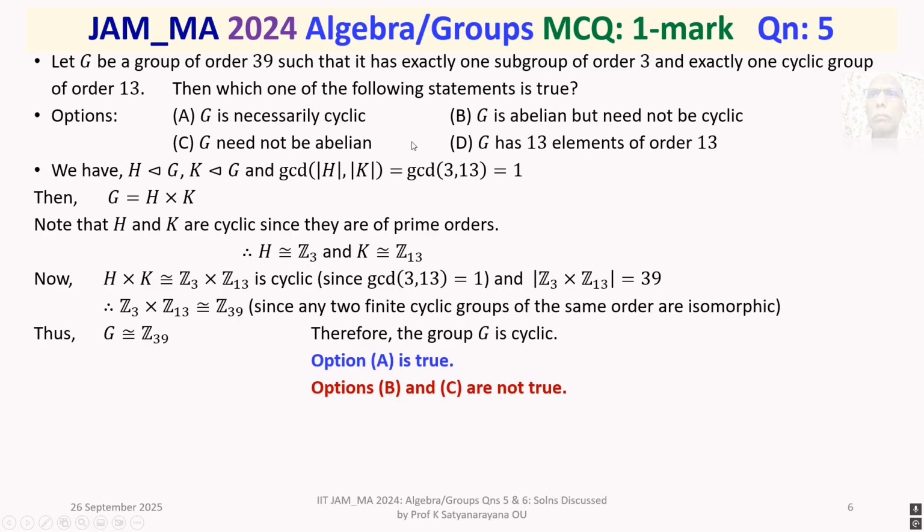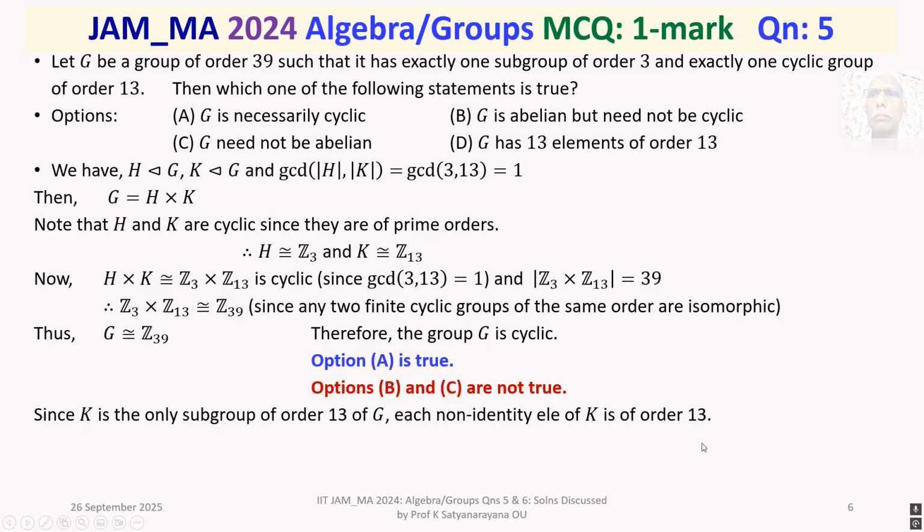And now note down K. G has exactly one cyclic group K of order 13. And in this group, except the identity, every non-identity element of K is of order 13. Thus, there will be 12 elements in K which are of order 13. Since K is the only subgroup of order 13 of G, and each non-identity element of K is of order 13, this shows that G has 12 elements of order 13.